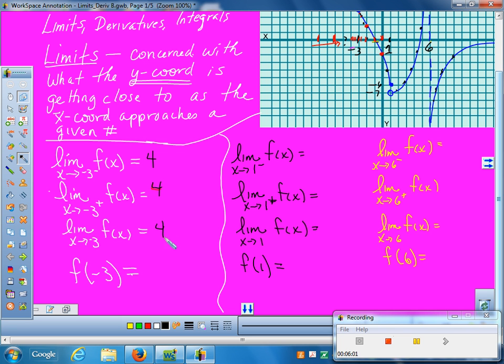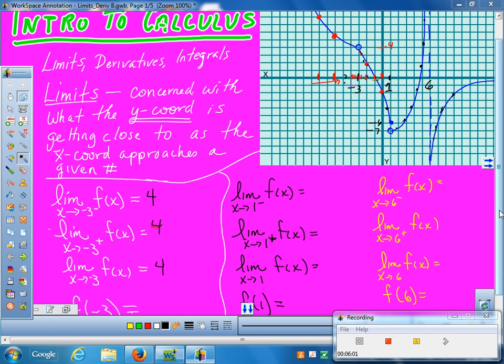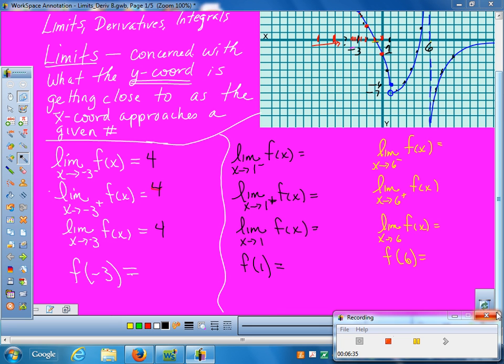Then, last but not least, they're going to ask you, what is the value of the function right at -3? It's undefined. There's a hole there. So what do you call it when there's no point? Somebody said it. Undefined. Yes. When there's no point there, we say it's undefined. And yeah, there's a hole there. So we have an undefined value at that point. So it doesn't matter. There can still be a limit even if the point itself is undefined.